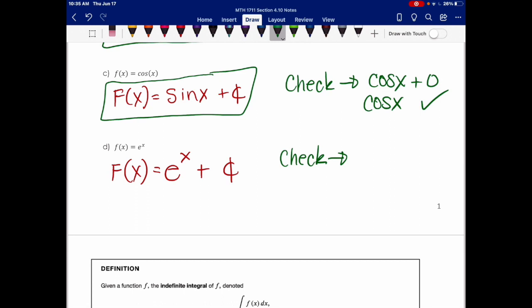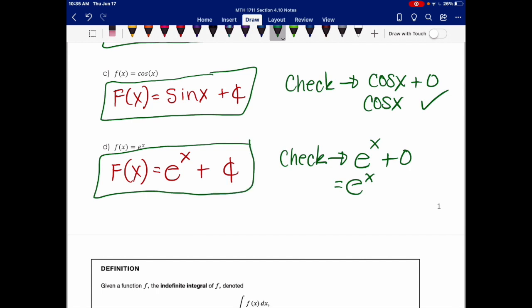And then when I check it, when I take the derivative of my capital F function, the natural exponential function has the derivative of e to the x, and then you multiply by the derivative of the exponent, which is just 1 in this case. So I have e to the x, and then when I take the derivative of the constant, I get 0. So I'm left with e to the x, which is what we wanted. So this is going to be my antiderivative.